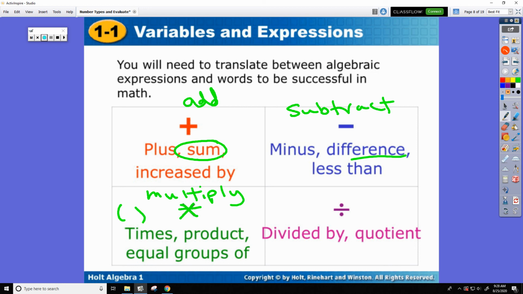We could also use parentheses. We could also use a dot. We could also put the variable right next to the number. I'm just going to use that example. Quotient is to divide. We could use a slash. We could use a fraction like this. And if you notice, the division symbol is like a fraction. There's the numerator, the denominator, and the fraction line, because dividing is a fraction.